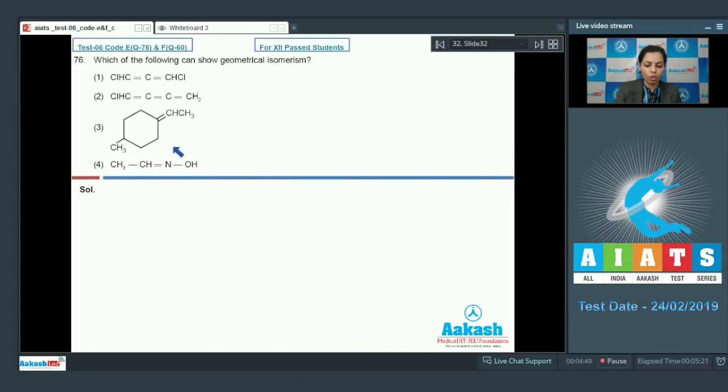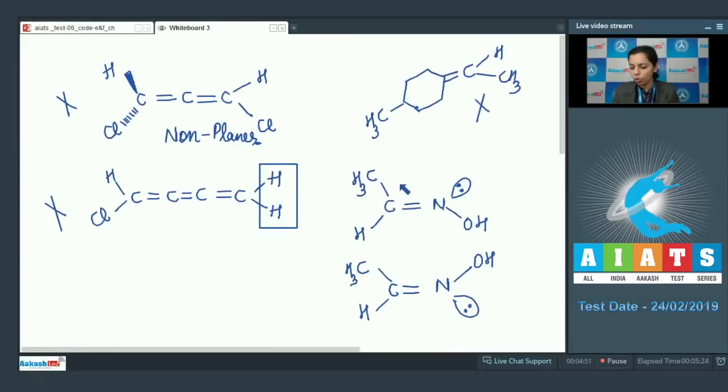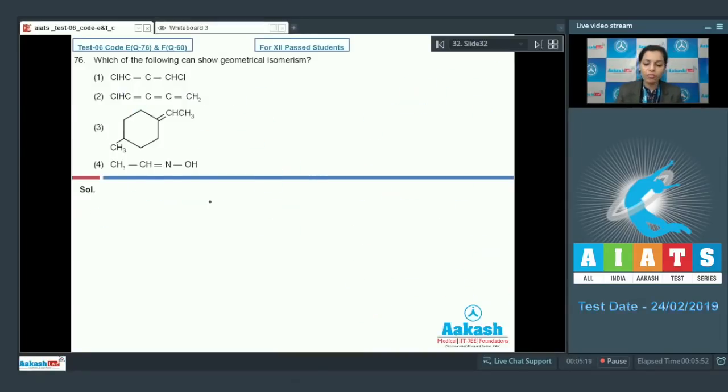After that, the fourth option, just have a look at that. This is an oxime, and in this case you can draw two forms. This is the syn form and this is the anti form. The lone pair of electrons is present here. Along with that, OH is at this side, and similarly you can form its anti form also, and these two structures you will obtain. That's why it is the compound which can show geometrical isomerism. So if it is asked to choose the one which shows geometrical isomerism, then you should choose option 4.